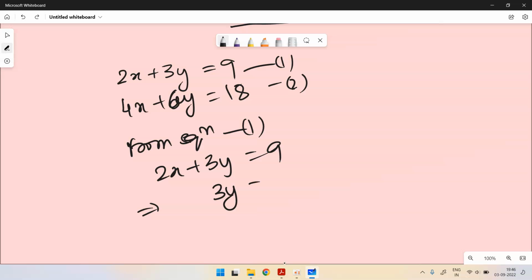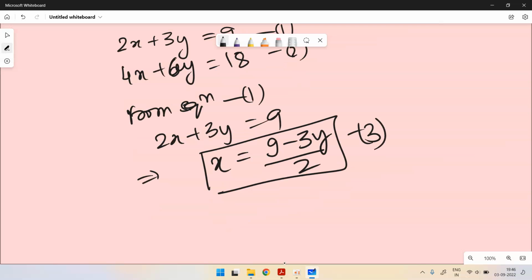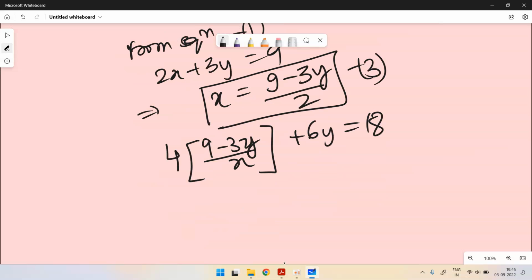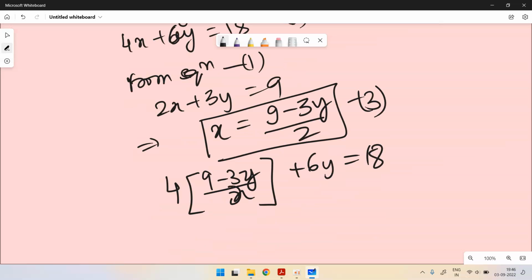If you take the value of x from here, it is (9 minus 3y) by 2. This is the value of x, and if you want to substitute this value of x in equation number 2, it will become 4 into this x. In place of x, you substitute the value from equation number 3, plus 6y equal to 18. Now 4 by 2 is 2, so 2 into (9 minus 3y) gives 18 minus 6y plus 6y equal to 18.